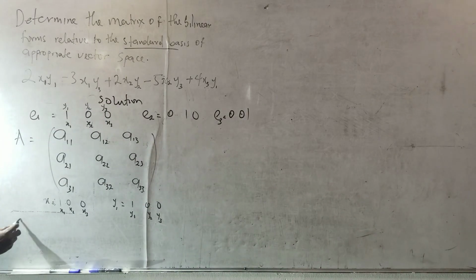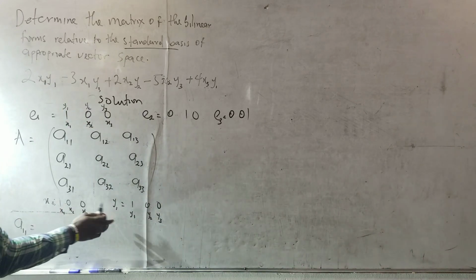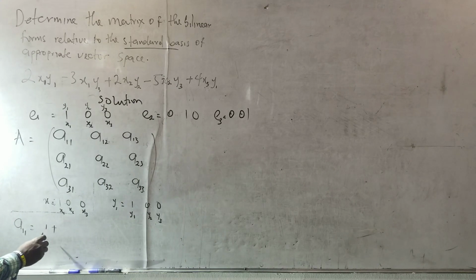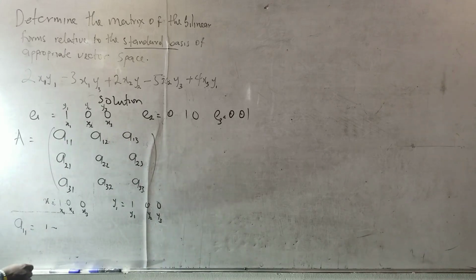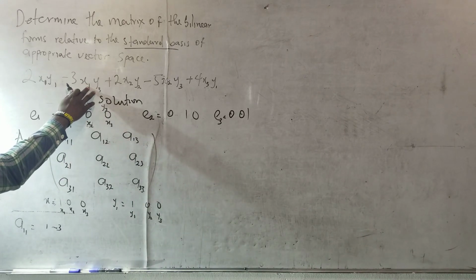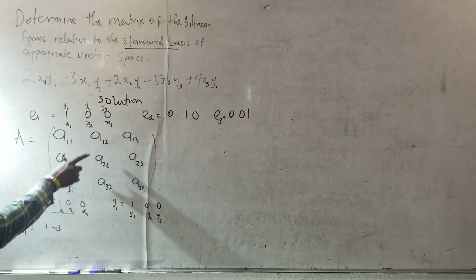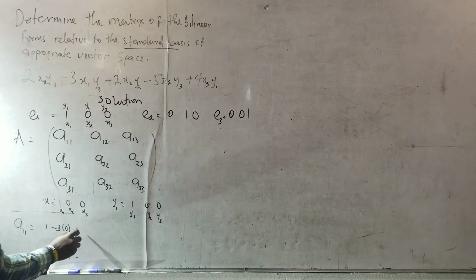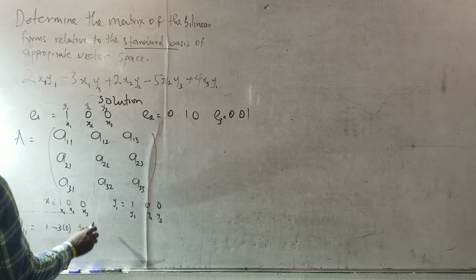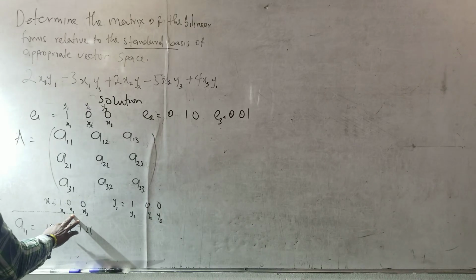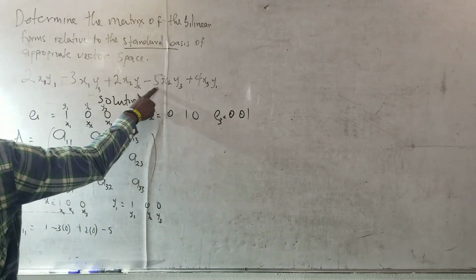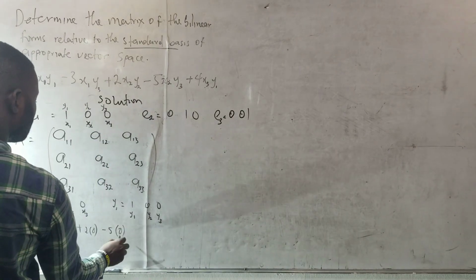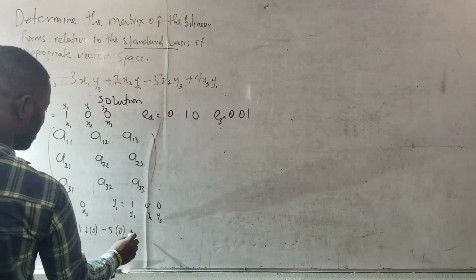The function of A11 will be equal to 1,1. It means 1 multiplied by 1. It will be 1, plus, minus, I'm talking about 3 multiplied by x1 and y3 to be 0. Now, plus 2 bracket of x2 and y2, that is 0. And minus 5 multiplied by x2 is 0, and y will be 0 anyway. I don't need to stress myself.